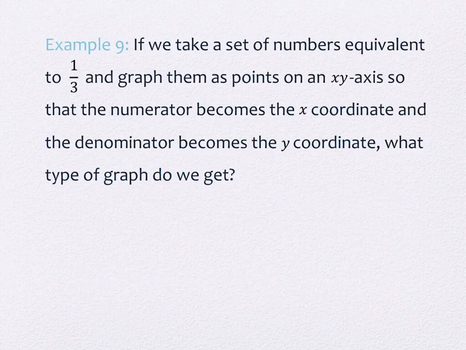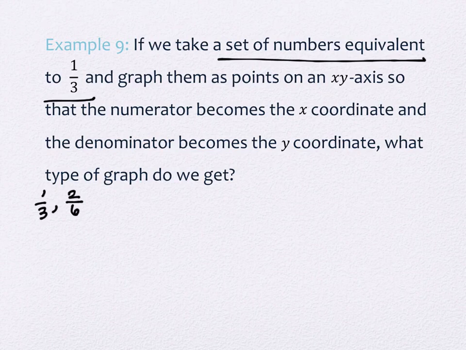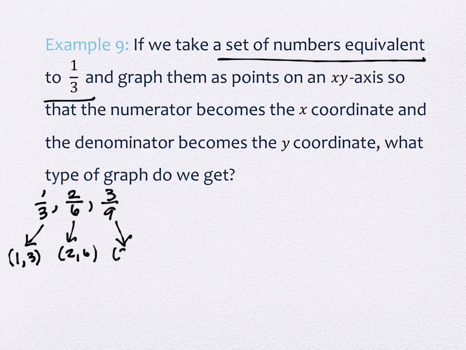So let's try another one. This one's just a fun visual imagery of what's going on. If we were to take a set of numbers equivalent to 1/3, fractions that are like 1/3, so like we took 1/3 and we did 2 over 6, and 3 over 9, equivalent fractions. And we let the numerator be the x and the denominator be the y, what graph would we get? So in other words, 1 over 3 becomes (1, 3). 2 over 6 becomes (2, 6). And 3 over 9 becomes (3, 9). So pretty good so far.